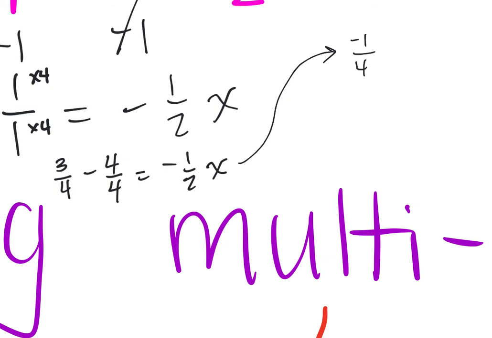Do you see that, JJ? Yeah, I do. Who can explain why it's negative? Gabby? Because 3 minus 4 is negative. Very good. We're subtracting a bigger number, right? Whenever you subtract a bigger number, you're always going to get a negative result. So this equals -1/4 equals -1/2 x.